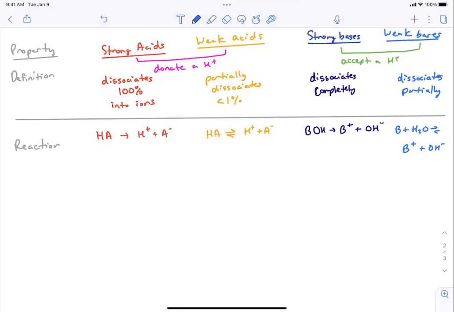And in higher level, we'll talk about these weak acid and weak base calculations as well. But for standard level, you do not need to know that.